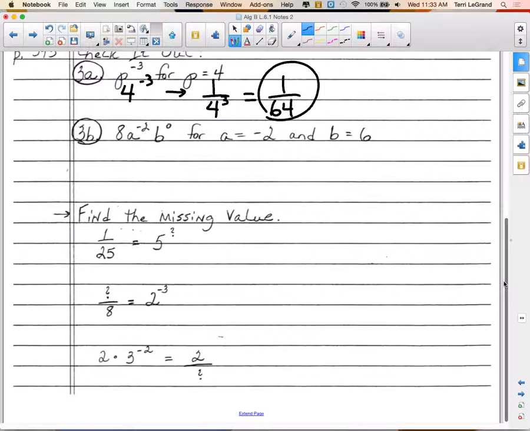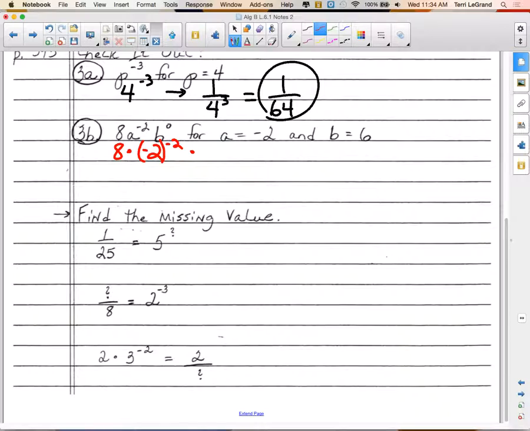Okay, so now let's go do our 8a to the negative 2 power, b to the 0 power, and it says when a equals negative 2 and b equals 6. So 8 times negative 2 to the negative 2 power. Anything wrong with what I did there? You need parentheses here for negative 2. And the first negative 2 here needs parentheses, doesn't it? When it's the base, it has to have parentheses.